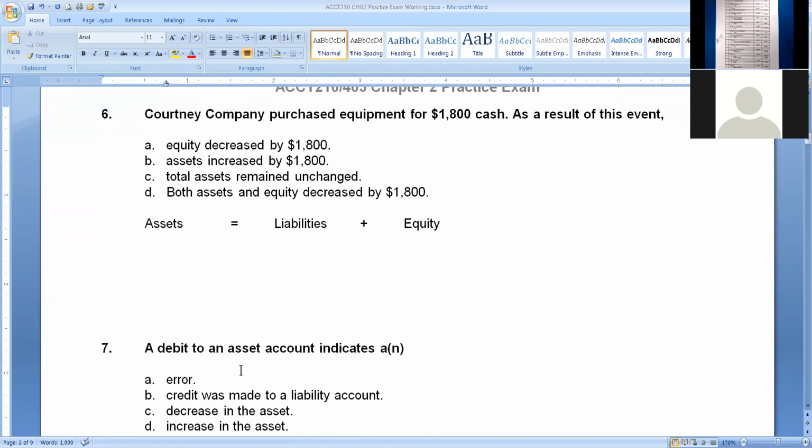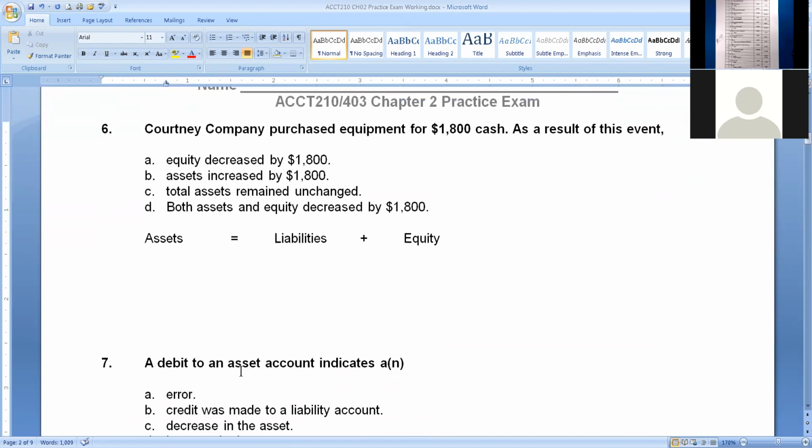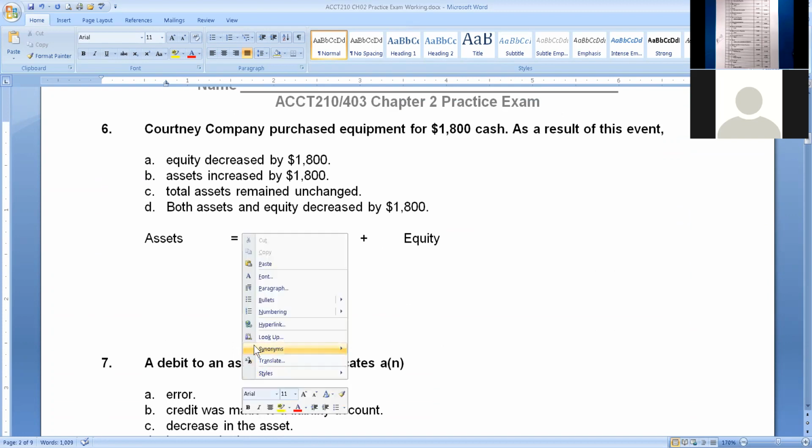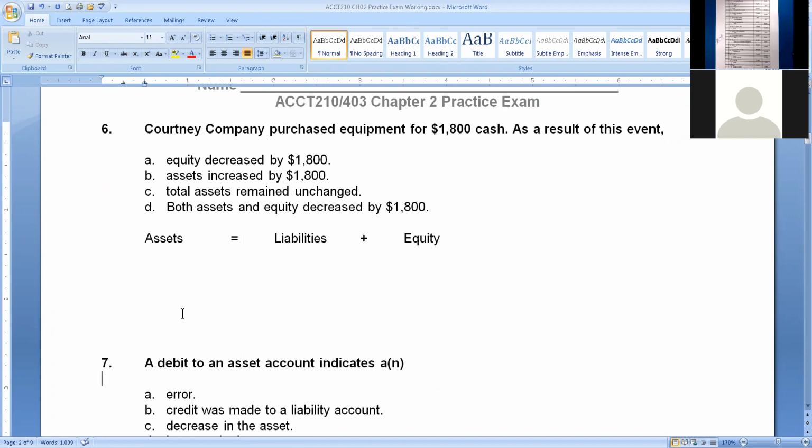Courtney Company purchased equipment for $1,800 cash. As a result of this event, equity decreased, assets increased, total assets remain unchanged, or both assets and equity decreased. Okay. Well, what happened? They purchased equipment with cash. So what accounts are we working with? Assets. So it's going to be cash and equipment.